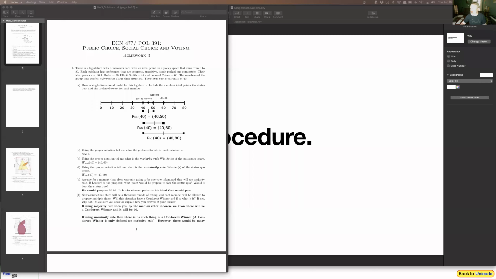So let me pull up the solutions to homework 3 here and figure out how to screen share while losing all my chat. Super annoying. Screen share. Let's go with this middle screen and share.